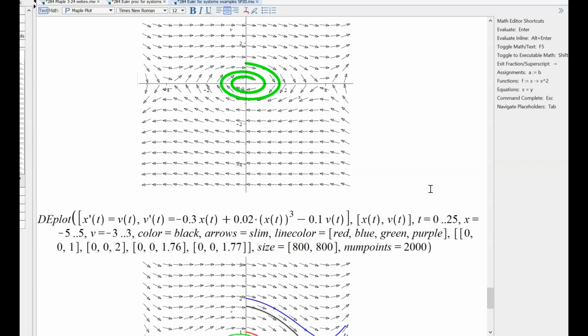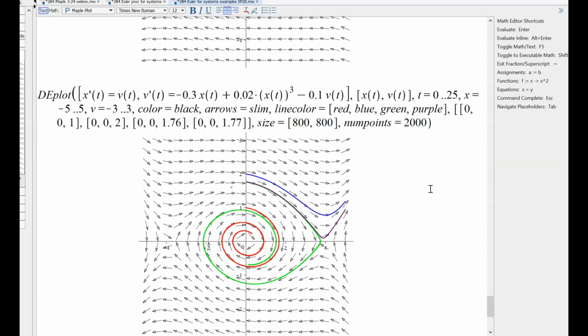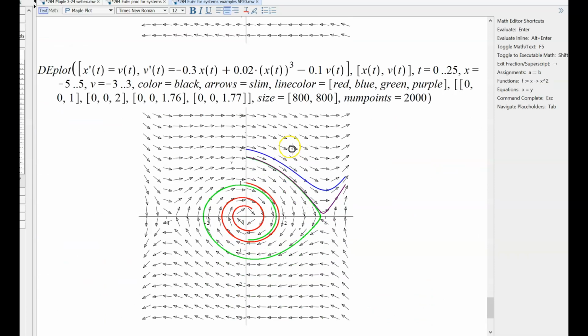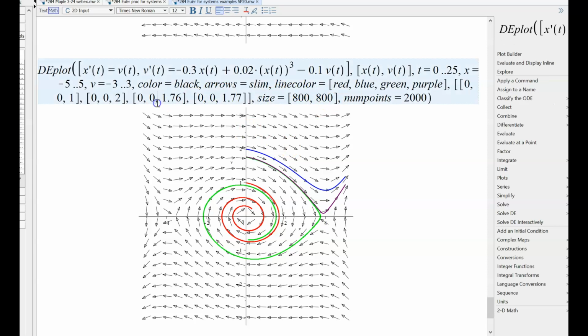So the next graph I'm showing you uses DEplot with the option of putting in multiple ordered triples. Each ordered triple there has a t, an x, and a y. I just chose the first component t to be 0 each time, and then the x and the y have changed. Now I've put 4 of them in there.